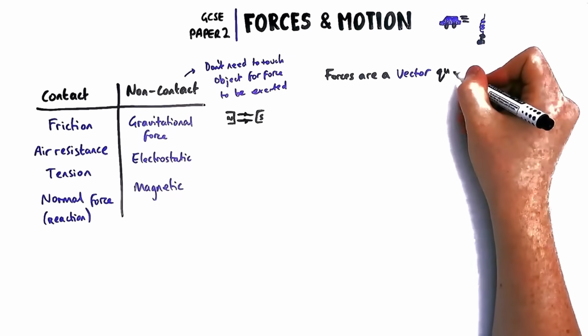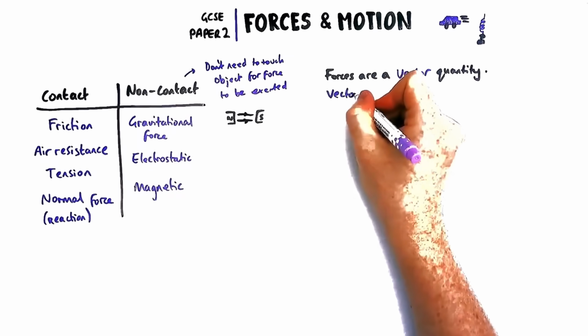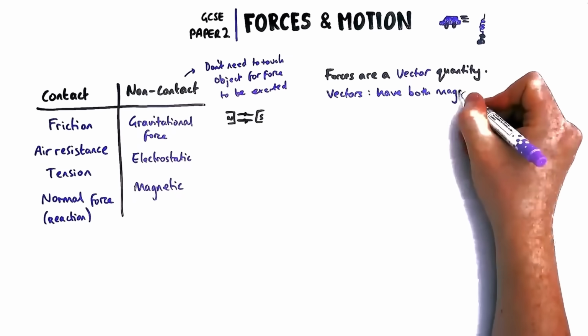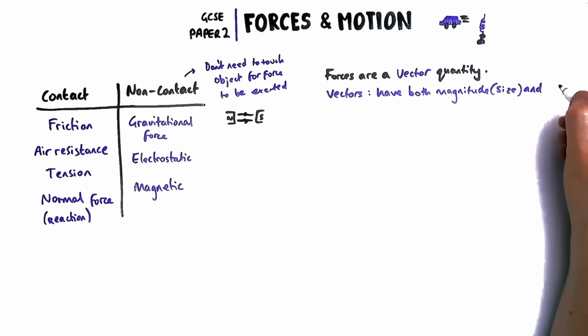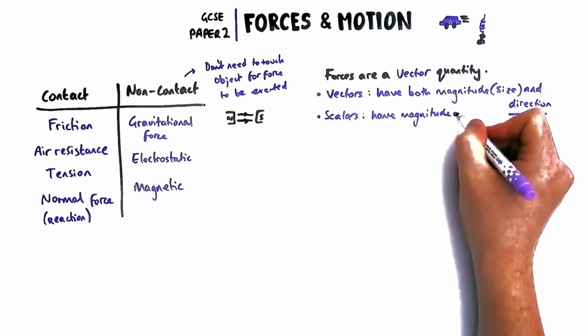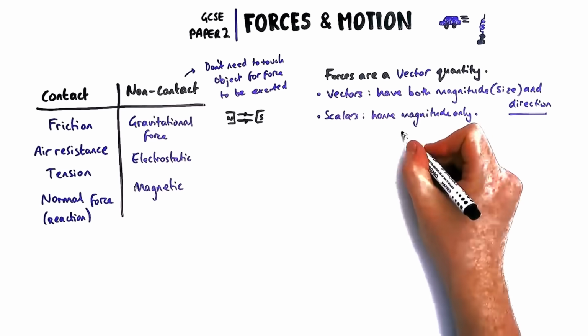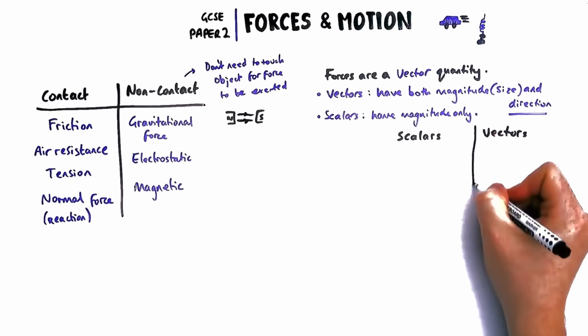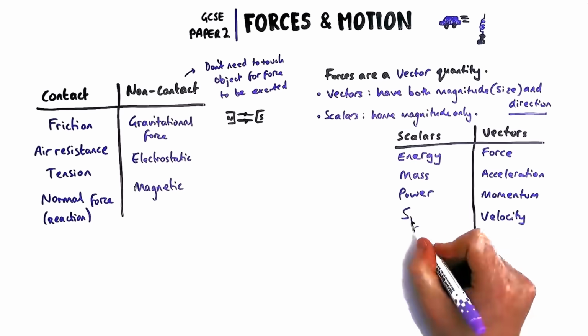Forces are an example of a vector quantity. Vectors have both a magnitude, or a size, and a direction, whereas scalar quantities have a magnitude or size only and no direction. Here are some examples below of scalar and vector quantities we need to know.